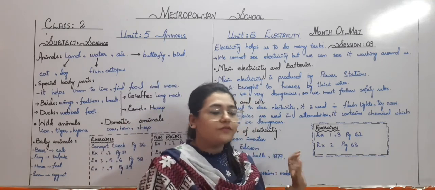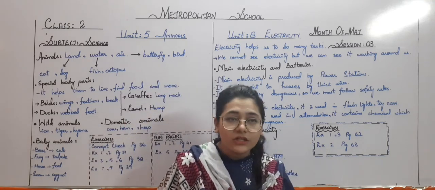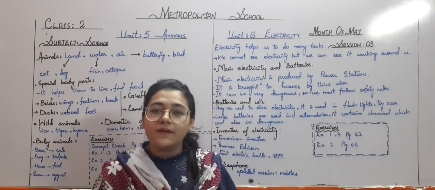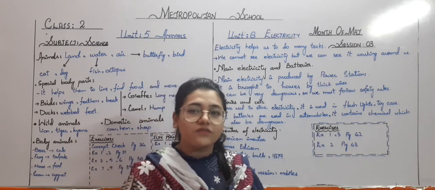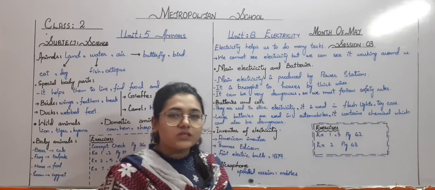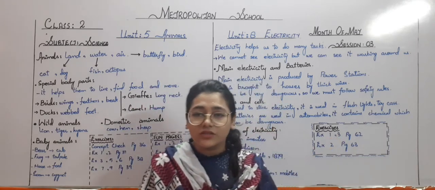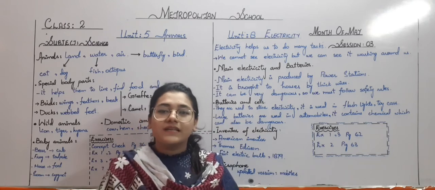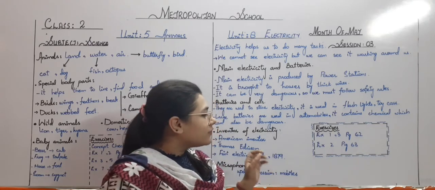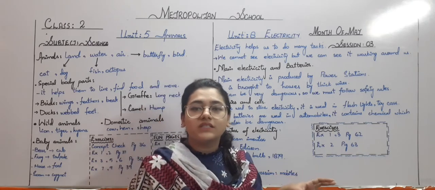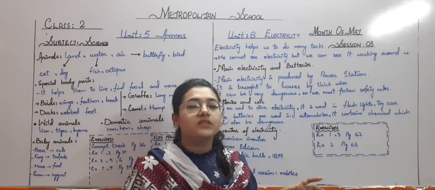After that we have done the exercises of this unit. The first exercise is on page number 62 and it is of choose the best answers, in which we have some options and we have to choose the correct option. Then we have exercise 3 on page number 62, in which we have some blanks and we have to write the source of electricity which we have in our homes and schools.